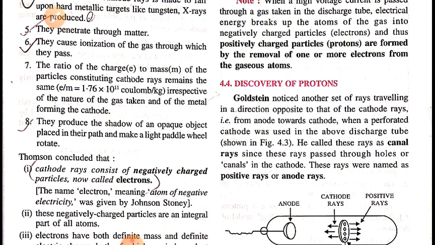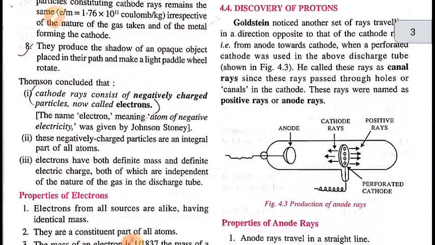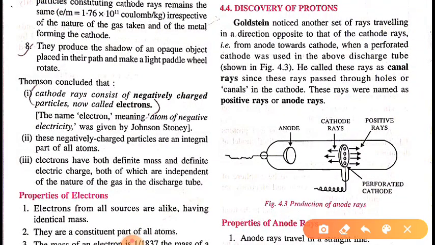The discovery of the proton is almost the same. We can say that everything is the same, and the arrangement is the same as that of the cathode ray experiment, but there is a slight difference in the arrangement. So what was the arrangement, and how did Goldstein discover protons? We will see that.